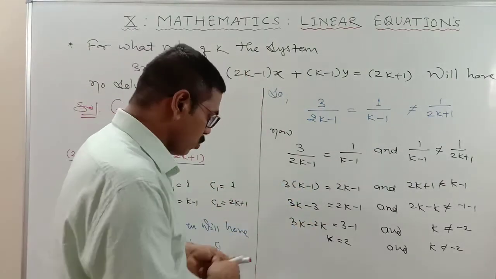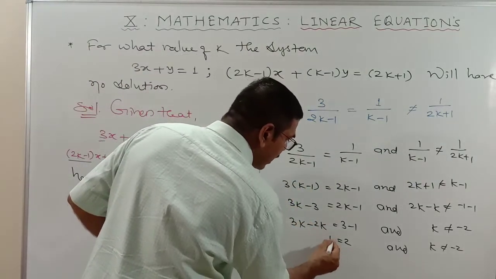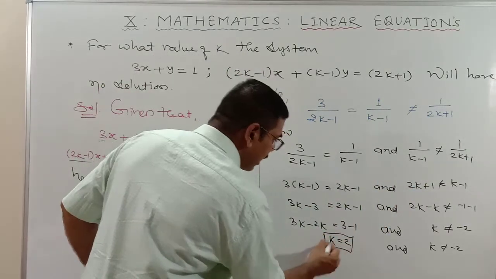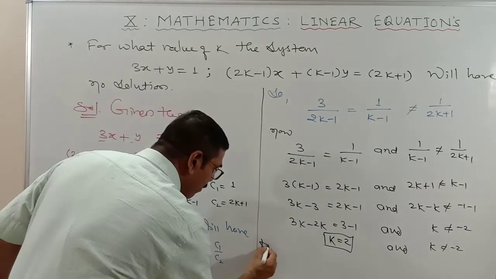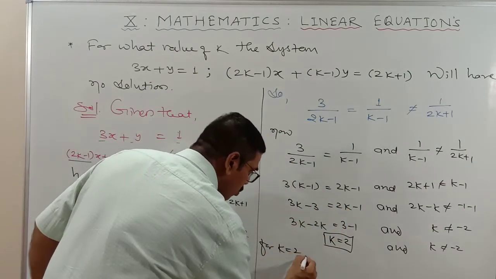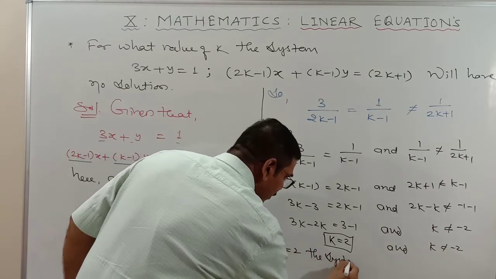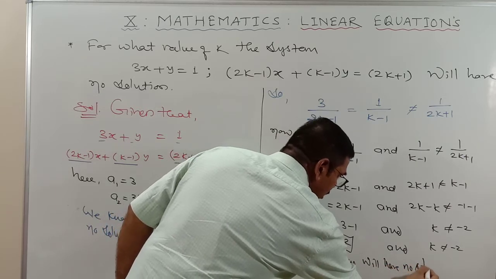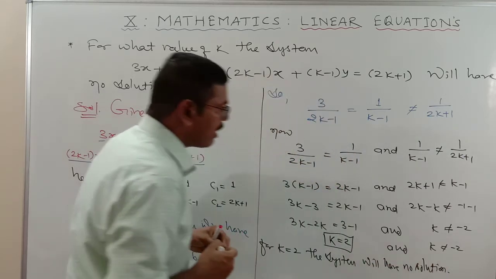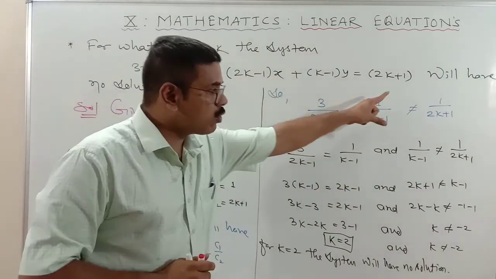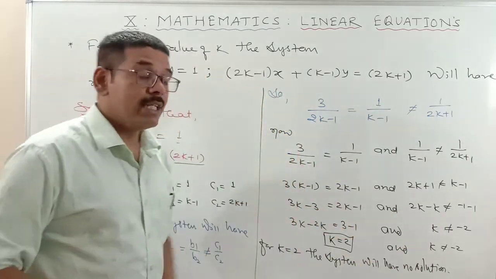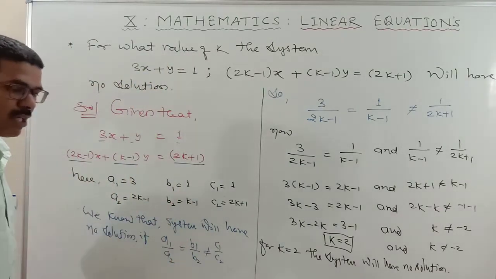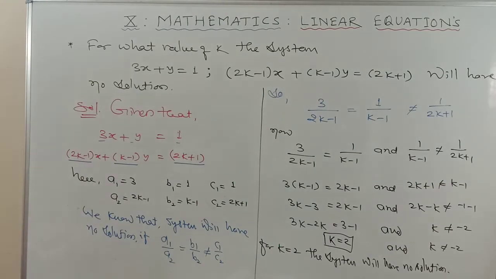So for k is equal to 2, we need not write that k is not equal to minus 2. We may take only that solution. So the answer will be: for k is equal to 2, the system will have no solution. It's okay that we are determining only the value of k, but we should also check that there is no controversy. So that is all in the question. You must pause the video and note that down.